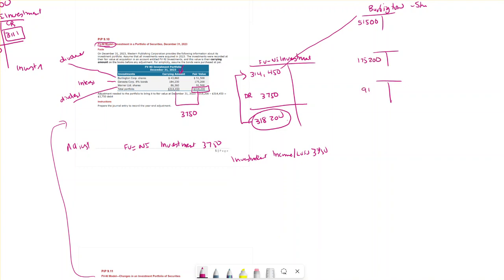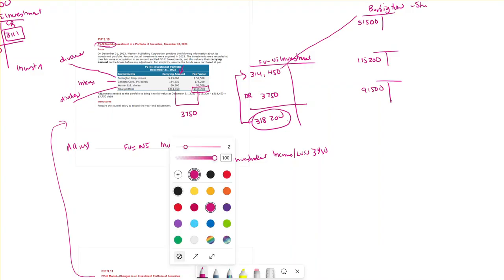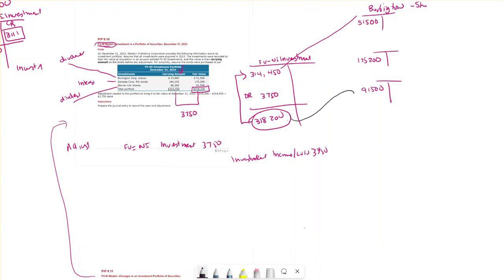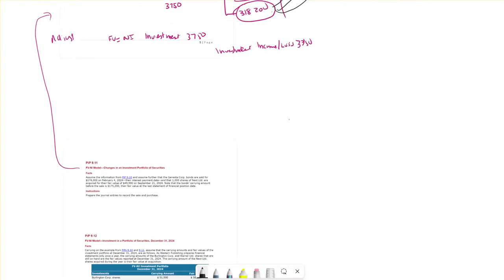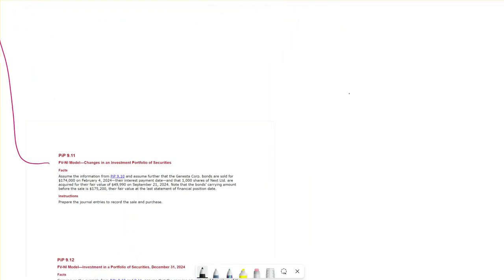So that is 91,500. If I add three numbers, I will get the value at the end of my adjusting entry. Now we're not selling everything, we're only selling part of it. We wanted to know what happens at that point. They said that we're purchasing something and we could sell something in the portfolio. Assume that Canesta Corporation bonds are sold for 174 on February 14.